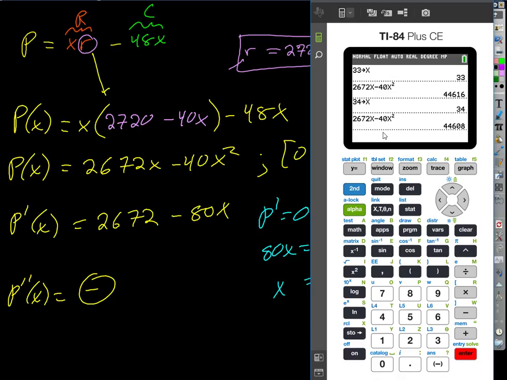Now, but that's really not the question that we're trying to answer, is it? Because we don't have direct control. We have indirect control over the number of apartments rented. We have direct control over what? How much we charge. Aha. Okay.